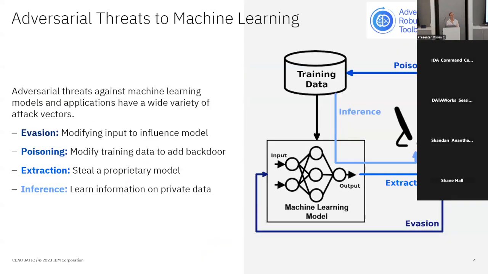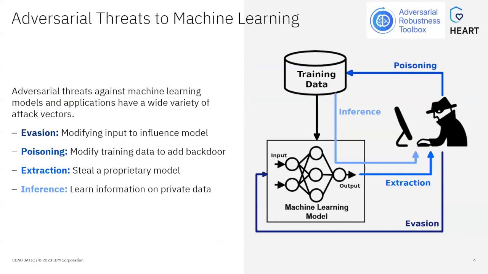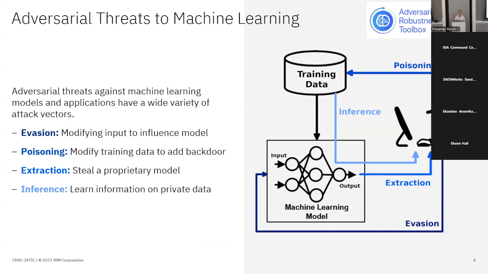Many of you are probably already familiar with adversarial threats to AI, but just to make sure we're all on the same page, I'll go through quickly some base concepts. So adversarial threats to machine learning and AI come in four categories. We have evasion. That's when an attacker modifies the data that the model runs on at runtime. And that's the focus of the HART library, for DoD uses.